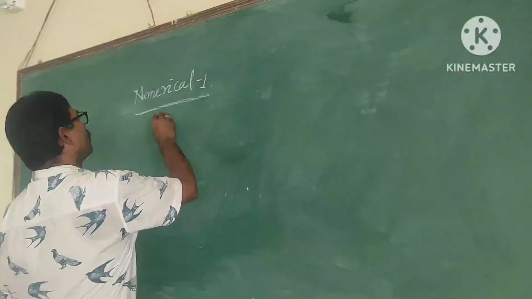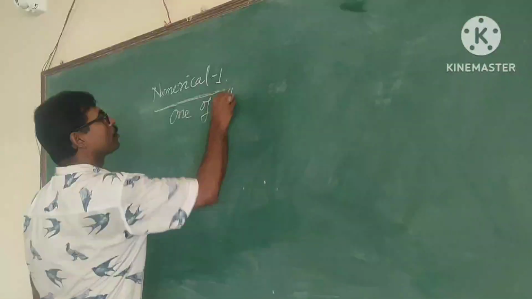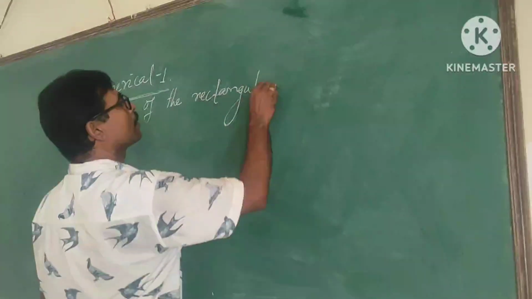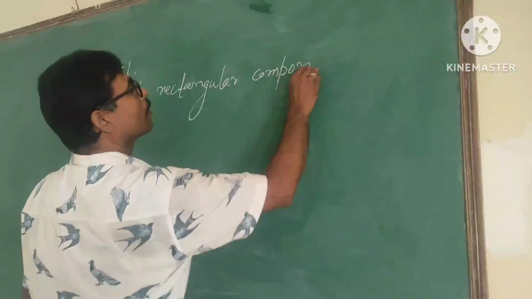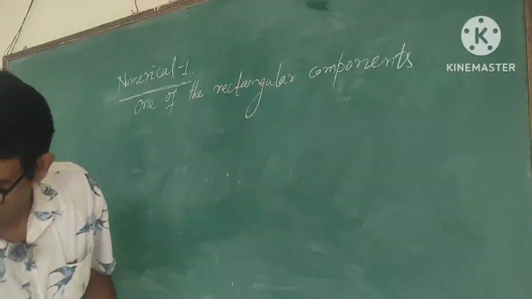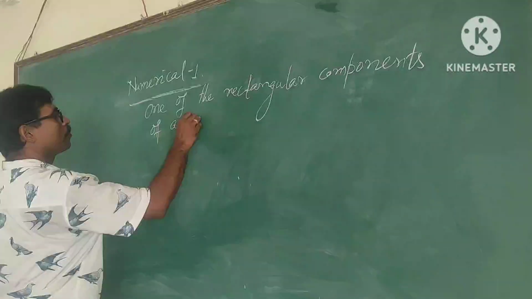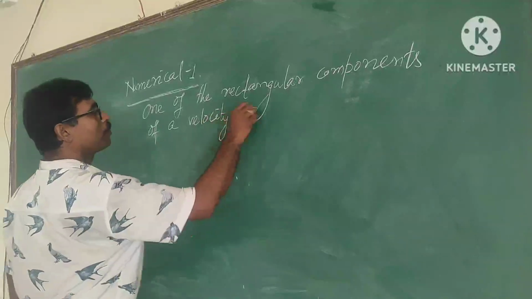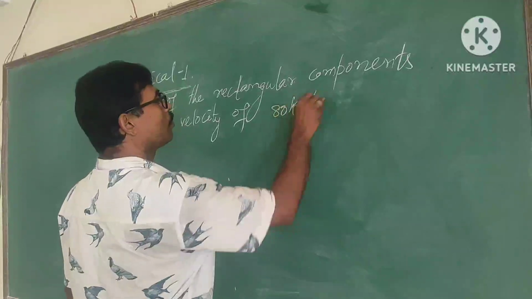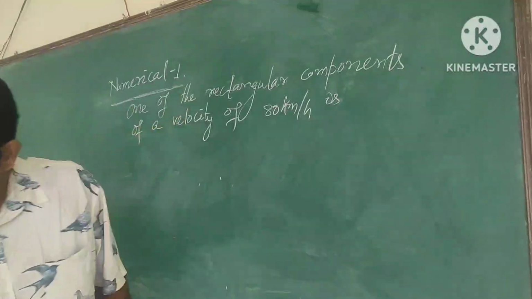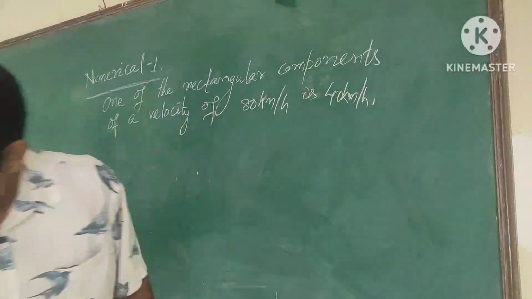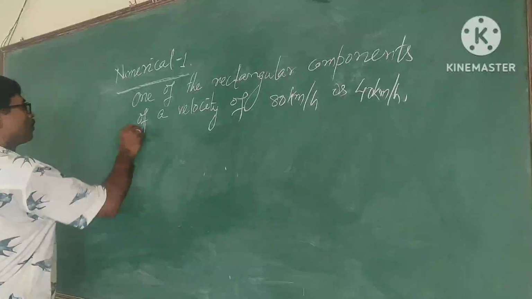One of the rectangular components of a velocity of 80 km per hour is 40 km per hour. Find the other component.